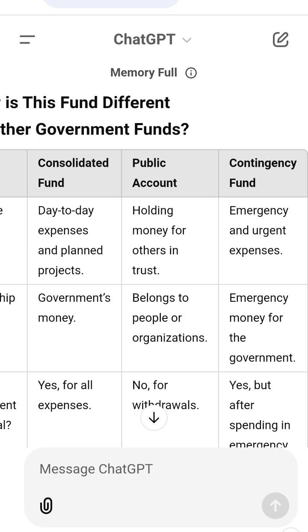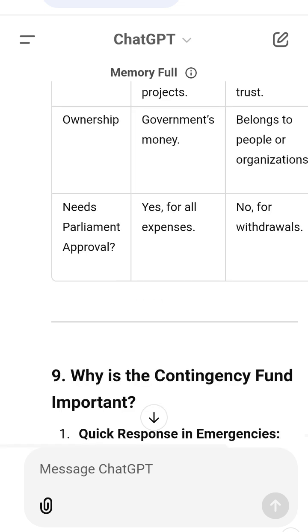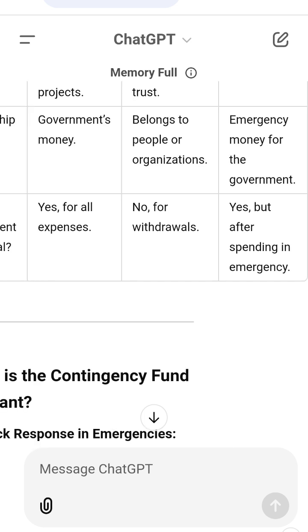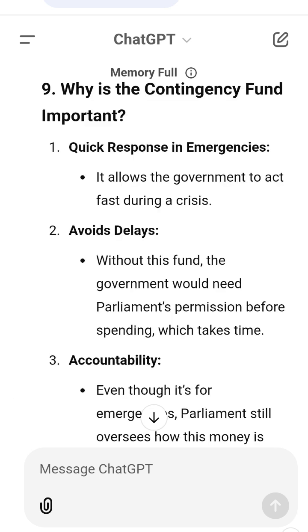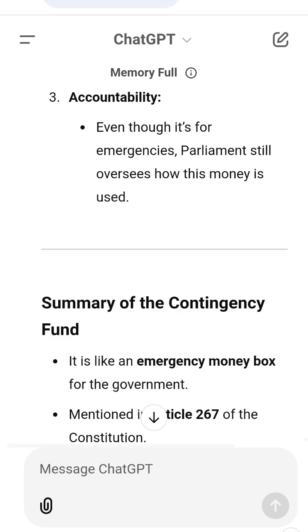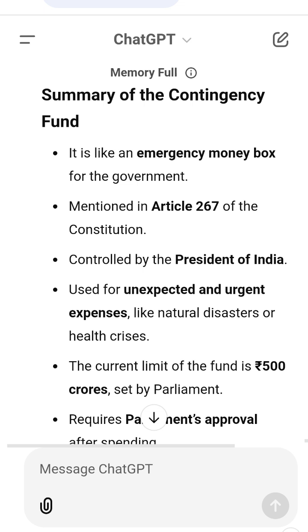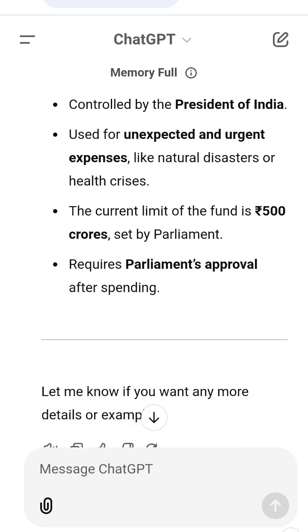Summary of the public account of India. 1. What is it? A special account where the government holds money in trust for others. 2. What goes in? Provident funds, small savings and other deposits. 3. What comes out? The same money is returned to the rightful owners when they ask for it. 4. Who controls it? The government acts as a custodian and does not use this money for its own expenses. Let me know if you'd like further clarifications or examples.